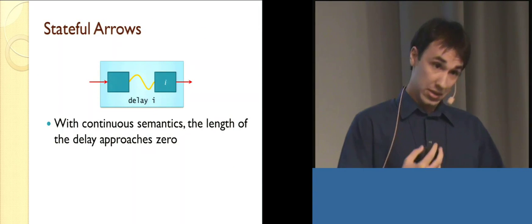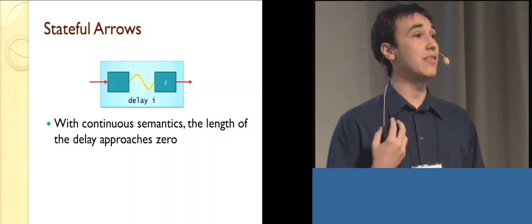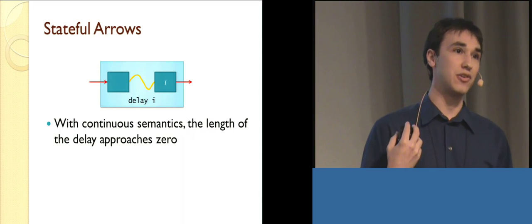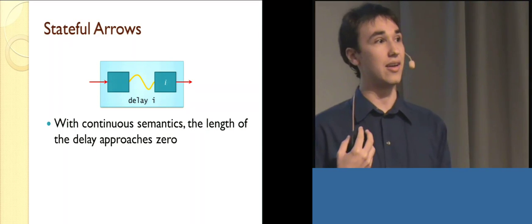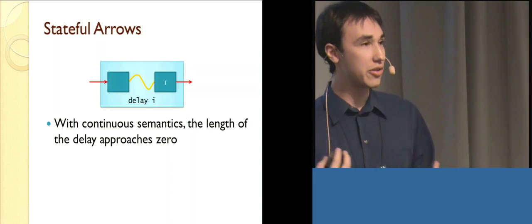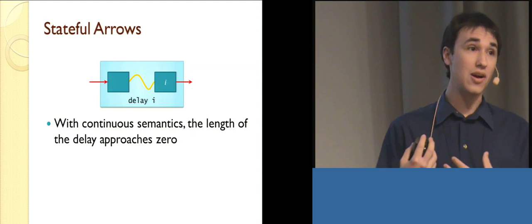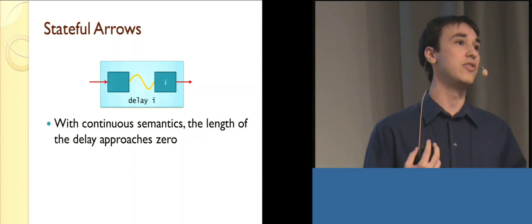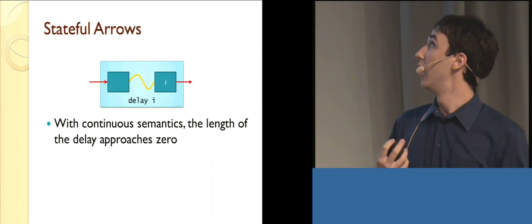You can extend arrows even further. We can have stateful arrows. So in this case, we have a delay function. And I represent this in this way to indicate that there's a unit time delay going through this signal function. So a data value comes in, and the one that comes out is from one unit in time previously.